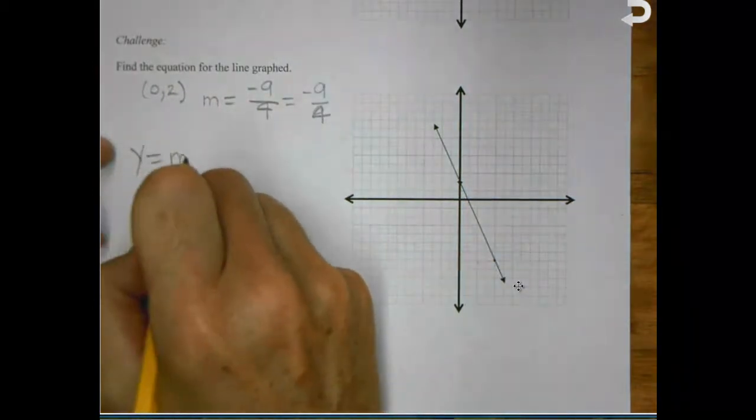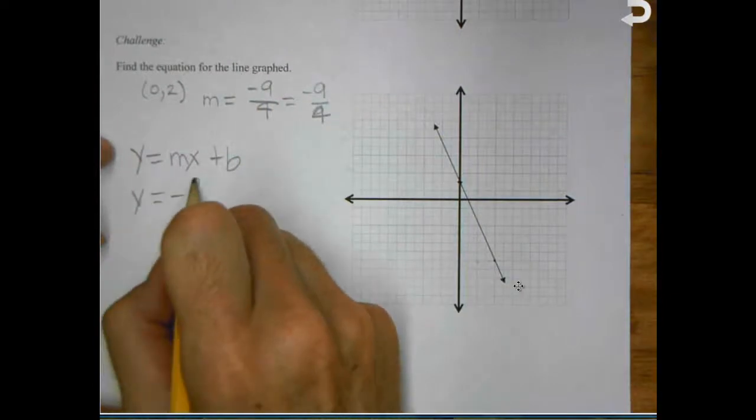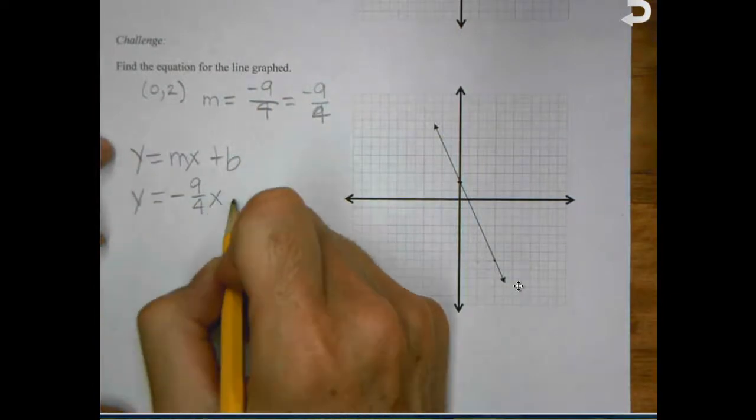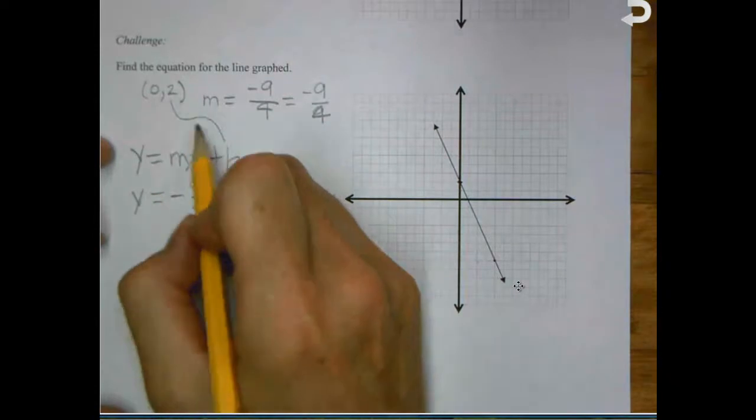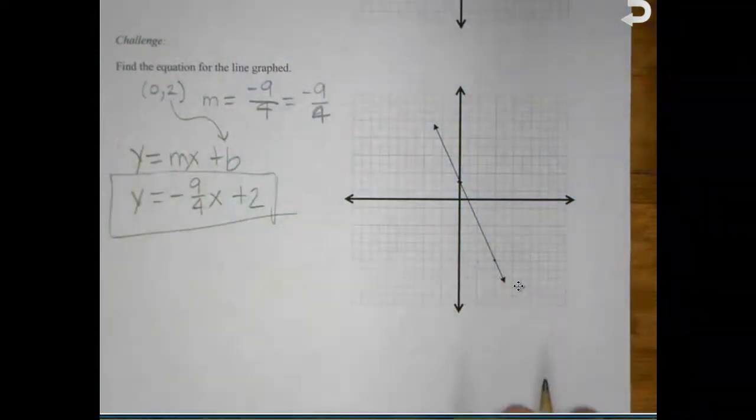Y equals mx plus b form again. And I have y equals negative 9/4 x plus, and my b is a 2. So there's the equation of the line. Not that challenging when we know what we're doing.